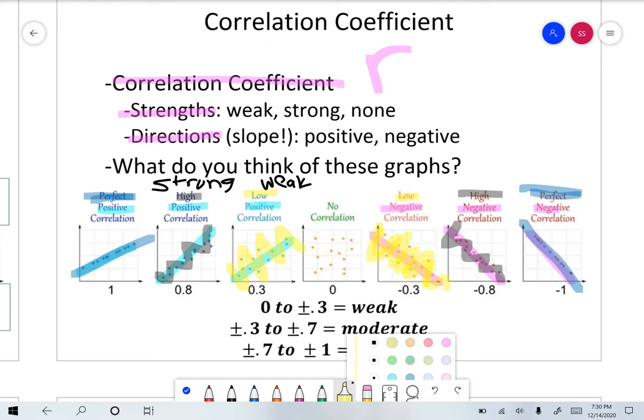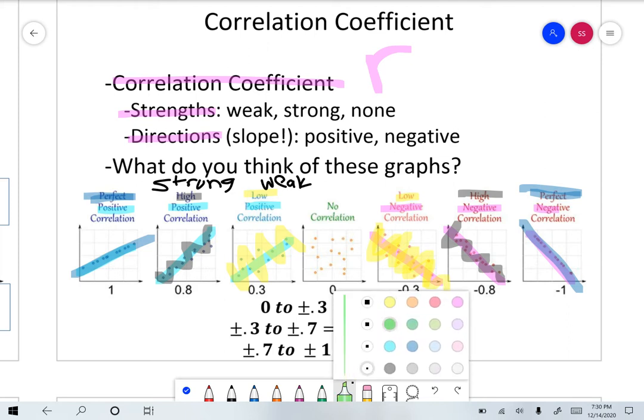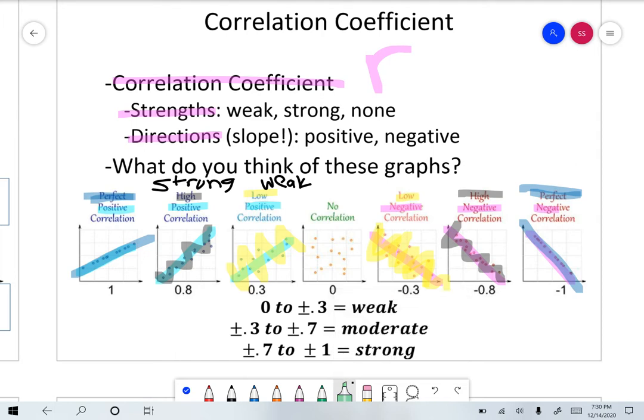And then we have this magical graph in the middle that has absolutely no correlation whatsoever. It is completely random. It's all over the place. It doesn't increase or decrease consistently at all. It's just completely random. There's no correlation. There's no relationship. So this would be a great thing to write down.